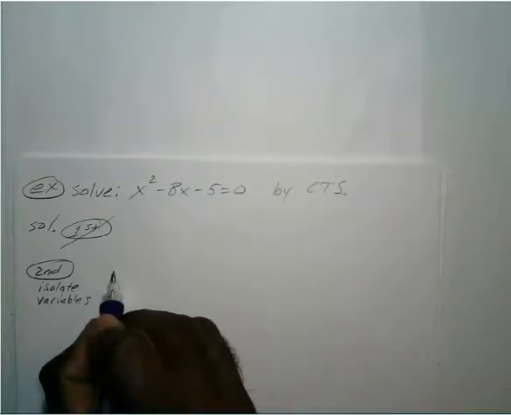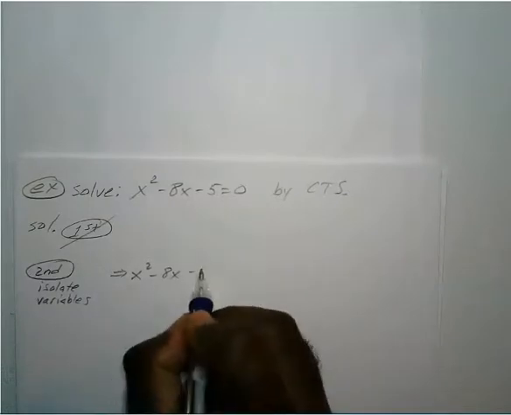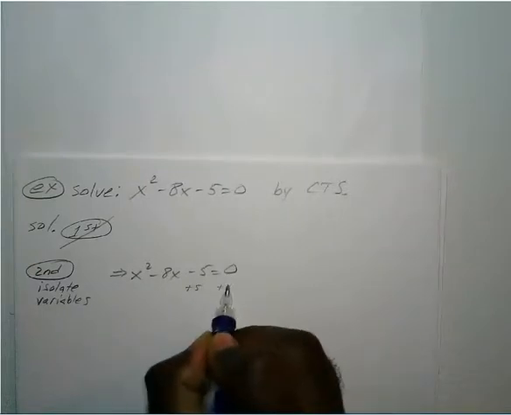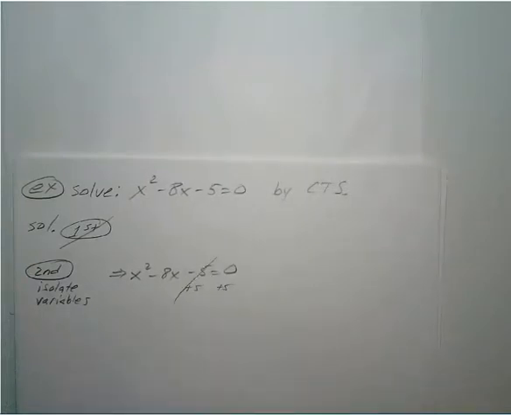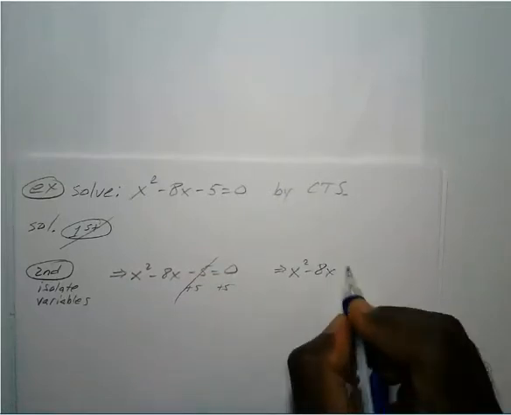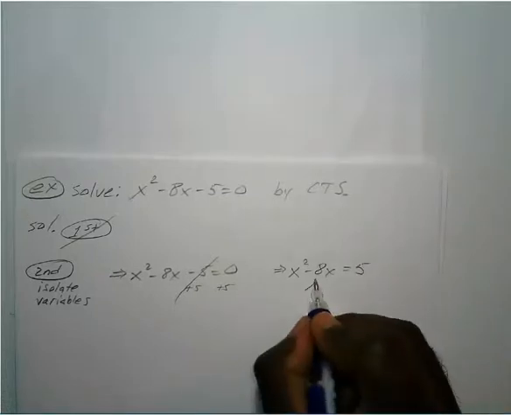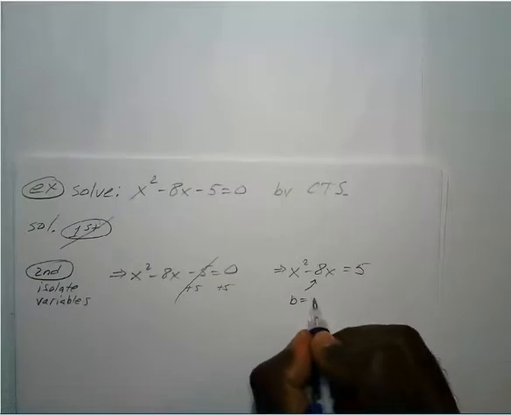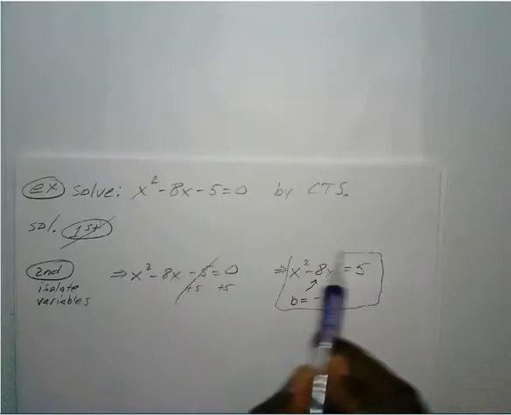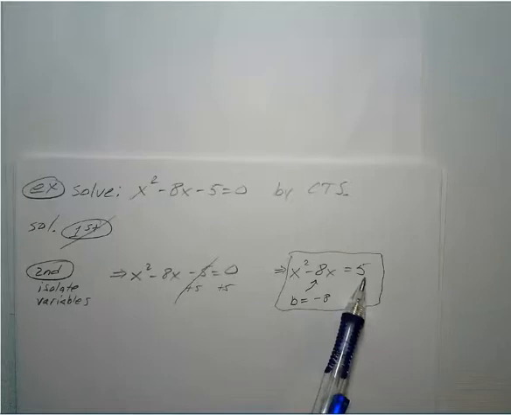We have x squared minus 8x minus 5 equals 0. So we just add 5 to both sides. We have x squared minus 8x equals 5. And by that equation, this lets us know that b is equal to negative 8. So this is what we'll be working with. We isolated our variable terms to one side and our constant to the other side.